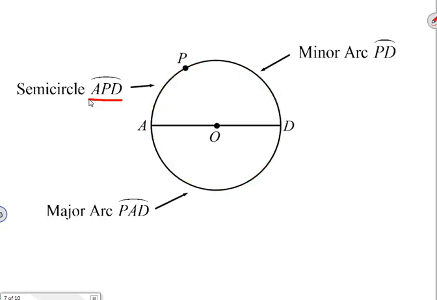Next, we have minor arc PD. Finally, we have major arc PAD. And again, we name major arcs with 3 letters to distinguish them from minor arcs and to distinguish the direction of the arc around the circle.